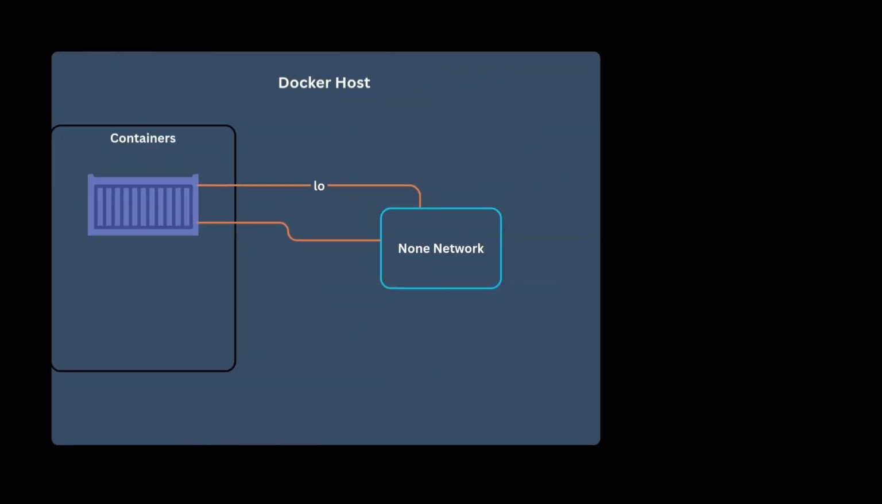The none network completely disables networking for the container. The container gets only a loopback interface and cannot communicate externally. It is used for isolated or security-sensitive workloads.